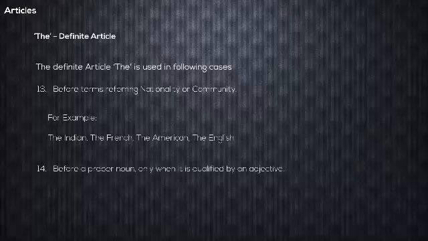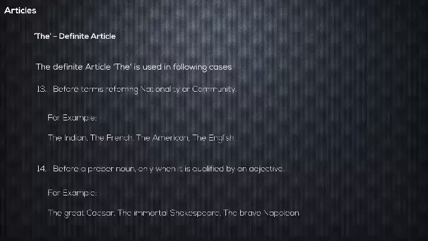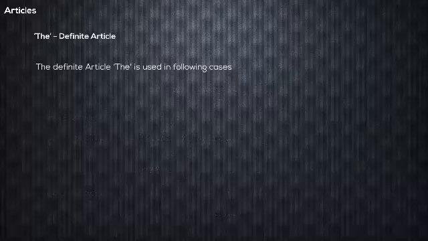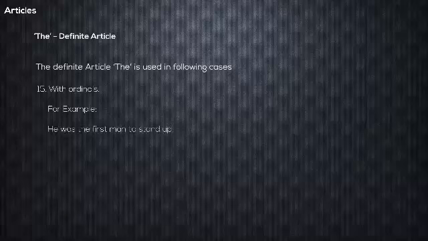Fourteenth, before a proper noun only when it is qualified by an adjective. For example, the great Caesar, the immortal Shakespeare, the brave Napoleon. Fifteenth, with ordinals. For example, he was the first man to stand up. The sixth chapter of this book is very interesting.